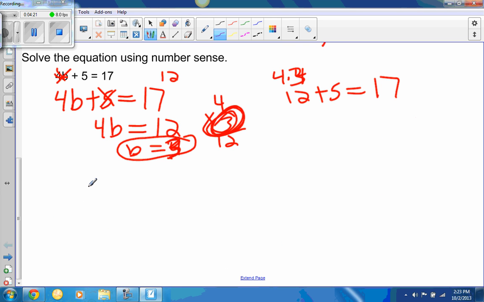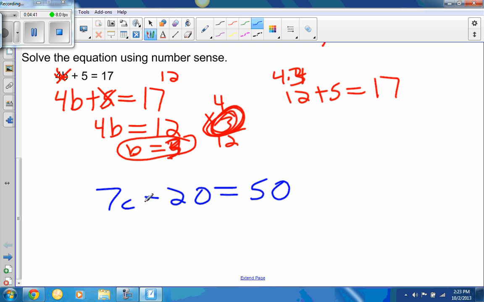In our next section, we're going to actually go through the real steps that you use, not number sense, because sometimes your equations are going to be too hard to use number sense. So you need to understand how to follow a set of steps. So let's try another one, and we're going to do it using number sense.